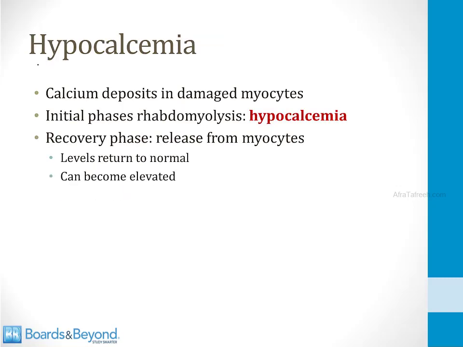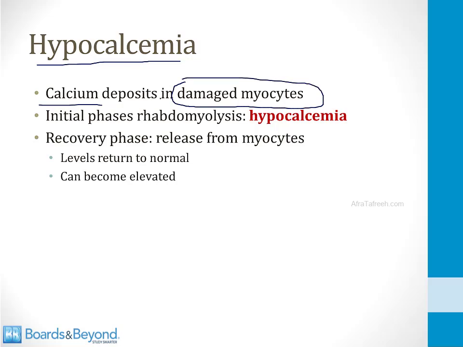For my final slide, I'll mention hypocalcemia. You should know that calcium likes to deposit in damaged myocytes. What this means is that in the initial phases of the syndrome of rhabdomyolysis, hypocalcemia is common. You have to be very careful about treating this, however, because in the recovery phase, that calcium will be released from myocytes. Levels usually return to normal, and they can even become elevated. And that concludes our module on rhabdomyolysis.